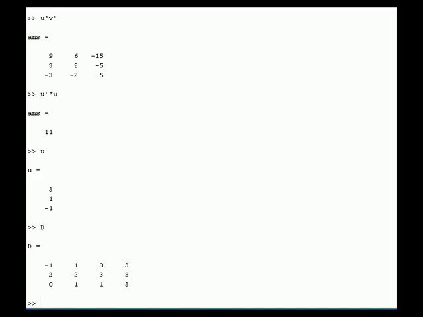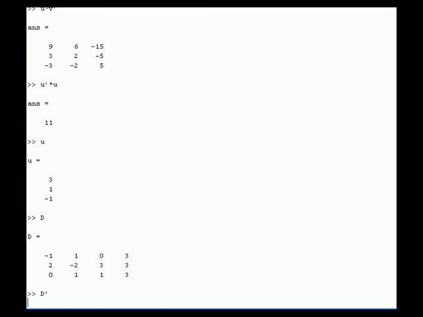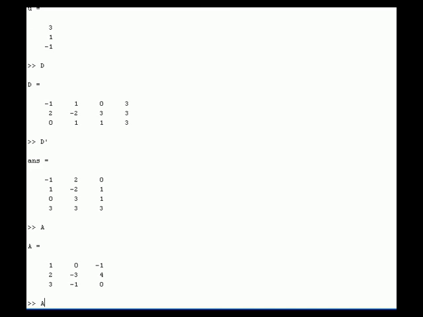D is, we find, a 3 by 4 matrix. D transpose is 4 by 3. You just take the rows, they become the columns. So it's not a square matrix, so it can't possibly be symmetric. A is a square matrix, but it's not symmetric either, because A transpose is not the same as A.